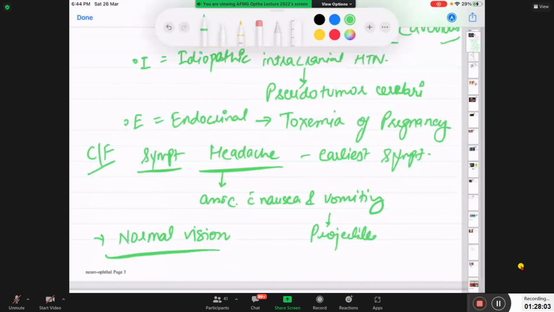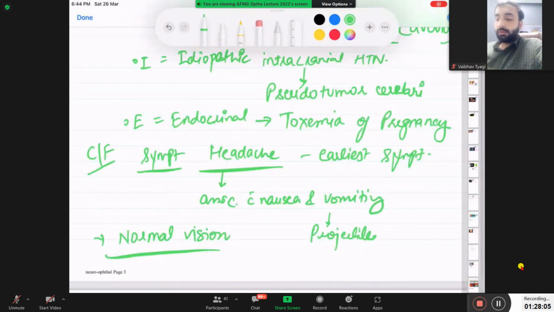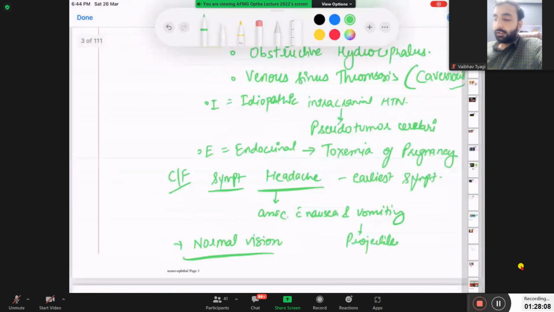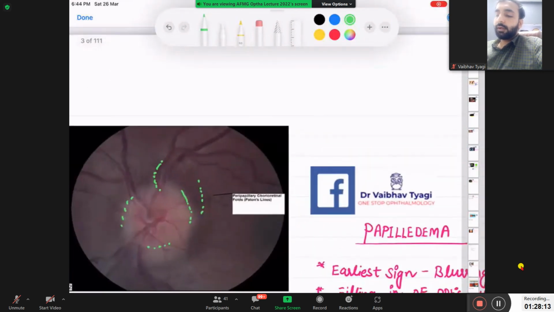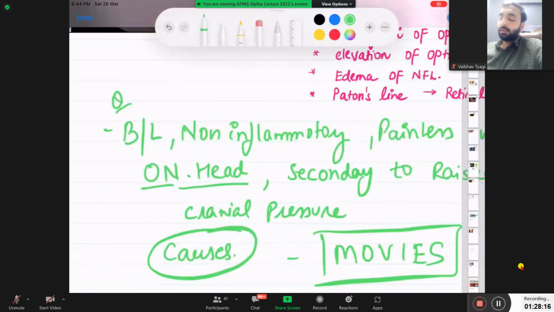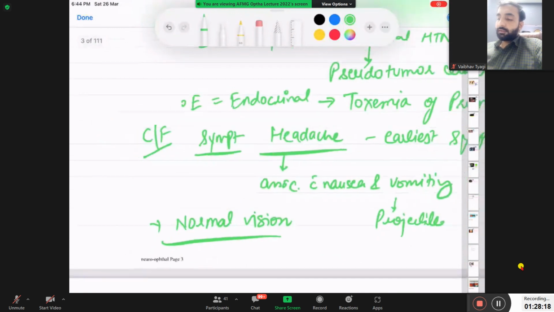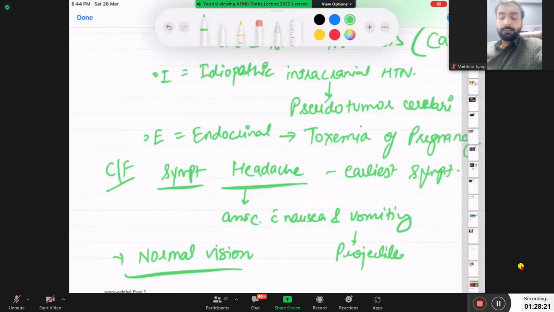Now, you will tell me why the patient is having normal vision in such a problematic condition. Can you see this? So much inflammation is there in the optic nerve. So much congestion is there. Still, the patient is having normal vision. Why? Tell me in the chat box, what do you think? Why does the patient have normal vision in papilledema? Compensated. No, it is not compensated by the other eye.